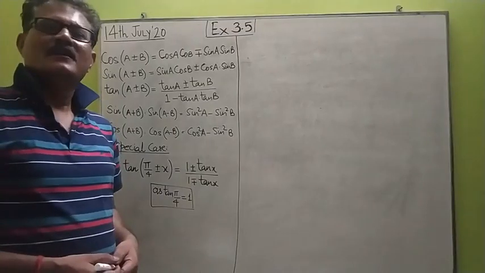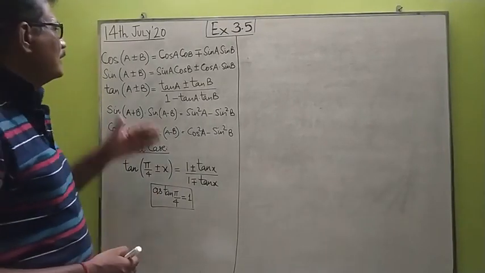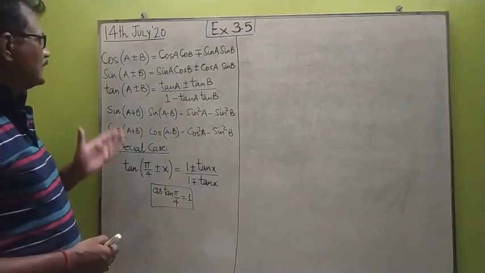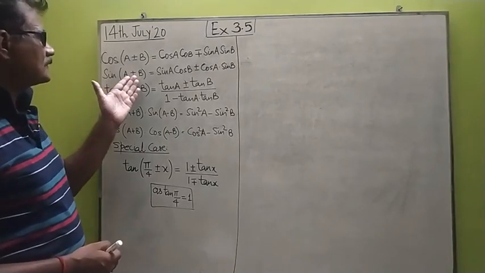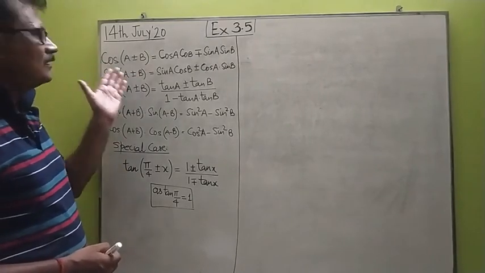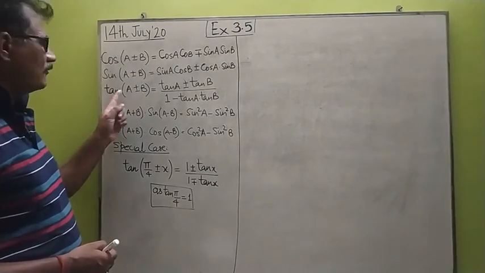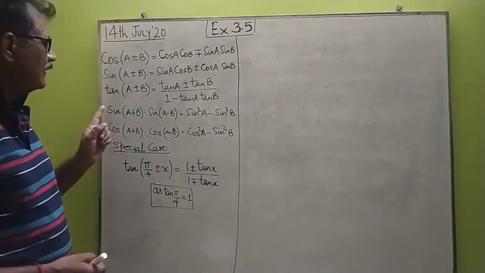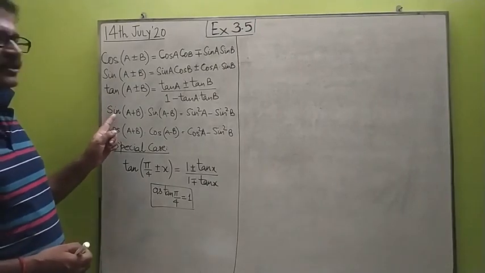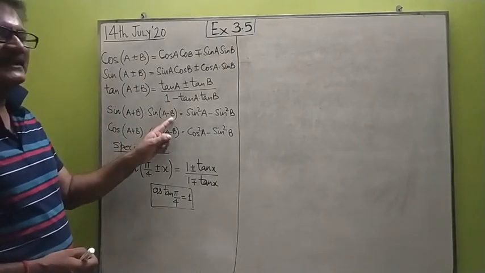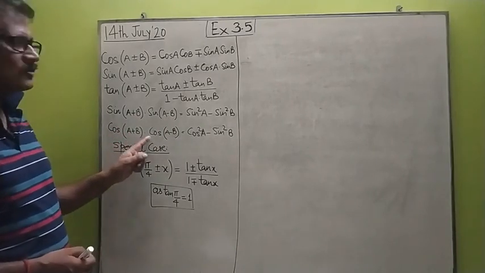All of you. Now, in the previous class, children, we have done and discussed these formulas: sine of a plus b, sine of a minus b, cos of a plus b, cos of a minus b, tan of a plus b, tan of a minus b. The formulas are there. And similarly, we have also done this product of sine of a plus b into sine of a minus b and cos of a plus b into cos of a minus b.